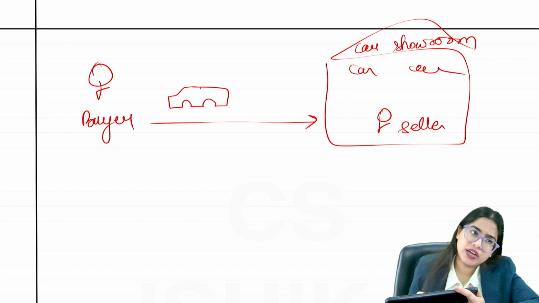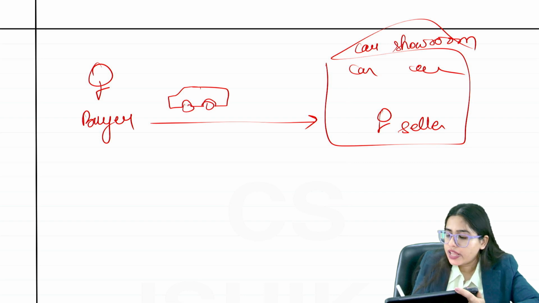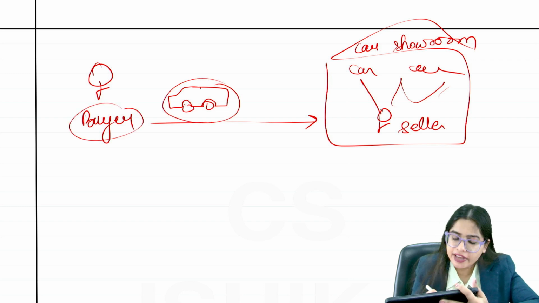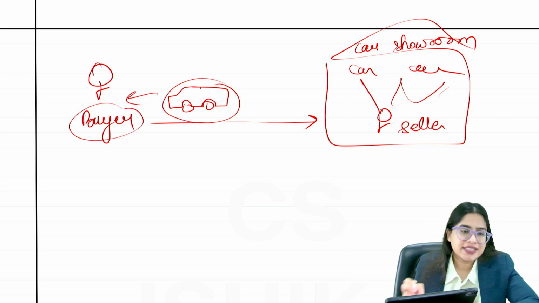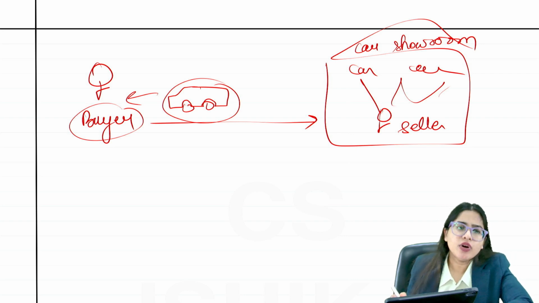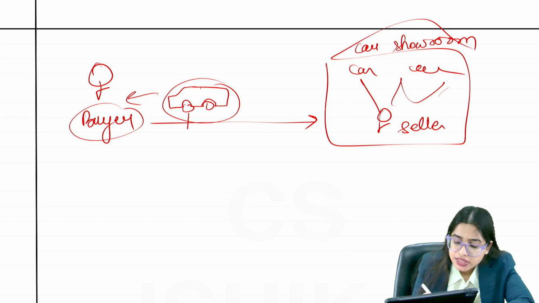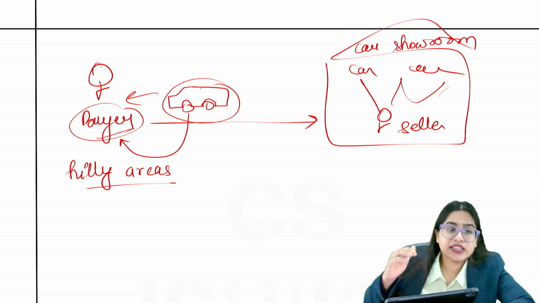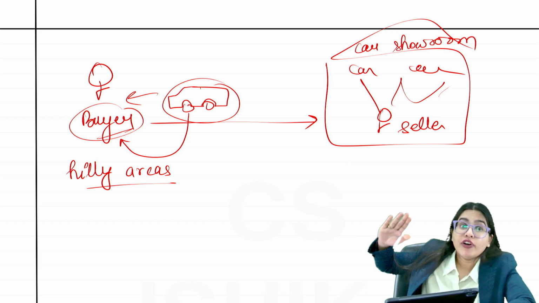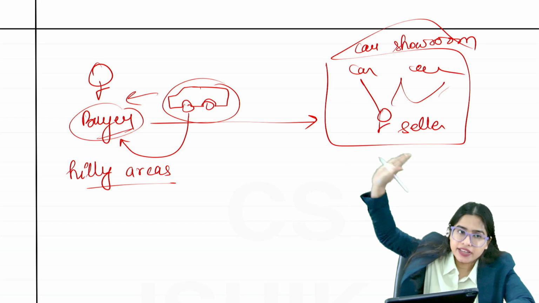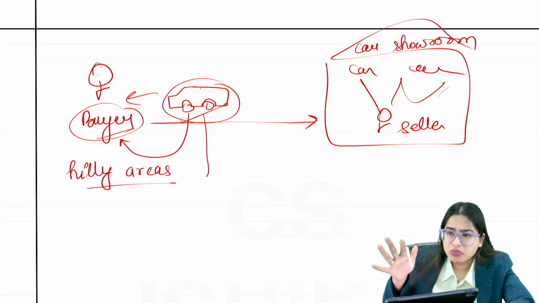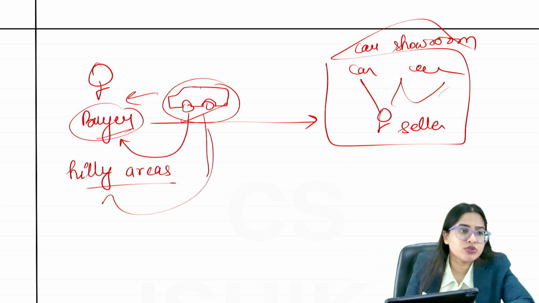I need a car. Now the seller showed him a lot of cars, and the buyer selected one car and purchased it. Later on, he found out that this car will not suit his purpose of traveling in hilly areas. Let's say this buyer wanted a car for traveling in the mountains, hilly areas. He bought this car, but later on he found out that this car is not suitable, not very stable, for hilly areas.